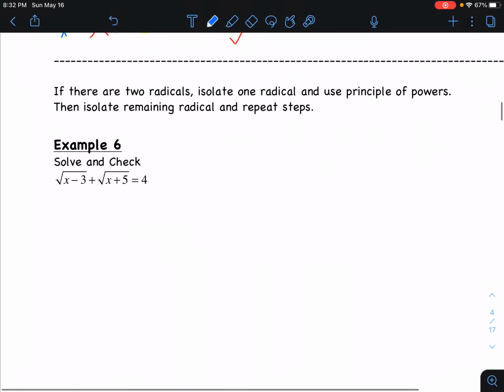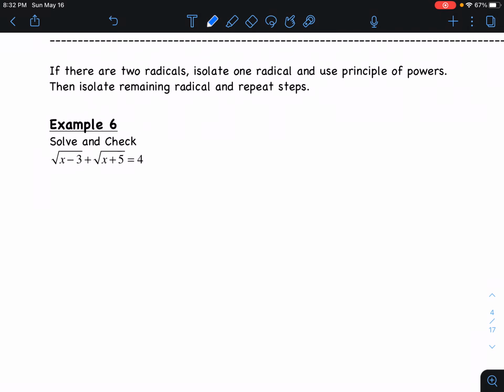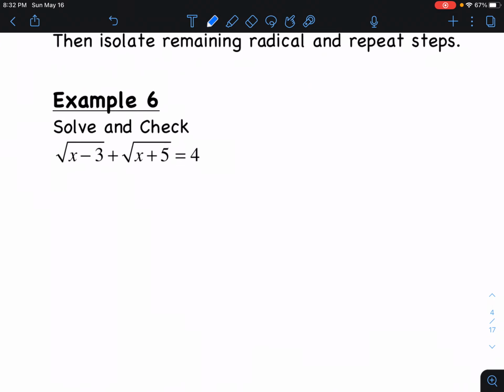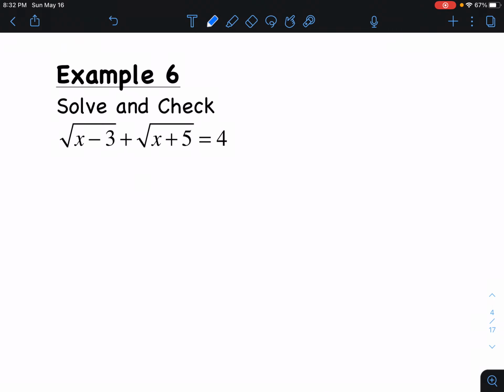All right, so now, next up, what if there are two radicals? If there are two radicals, we want to isolate one radical on one side and then square both sides. Then, if you end up still having one radical, you'll have to isolate that radical and repeat your steps. So, this is where it's going to be tough, but you guys can do this. All right, so let's isolate one radical. Do not square until you isolate a radical.